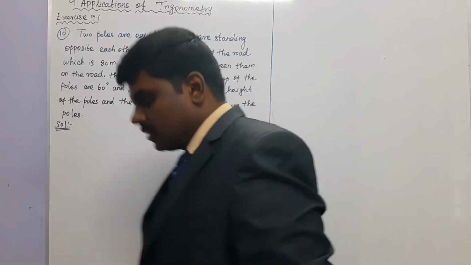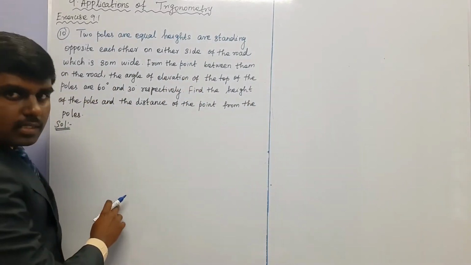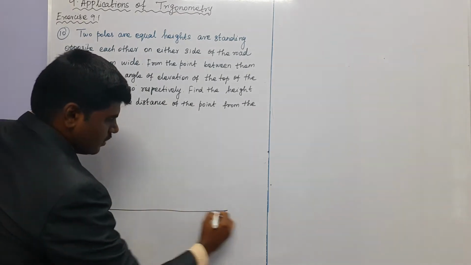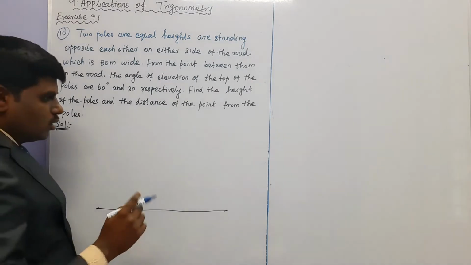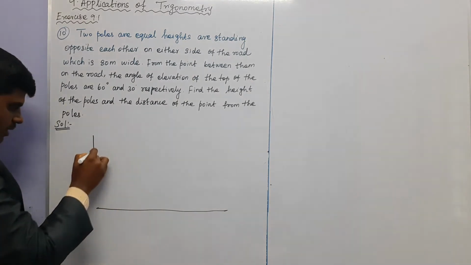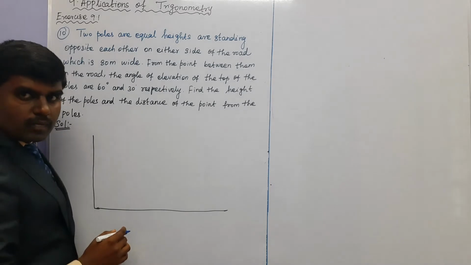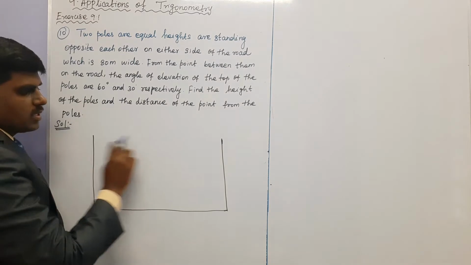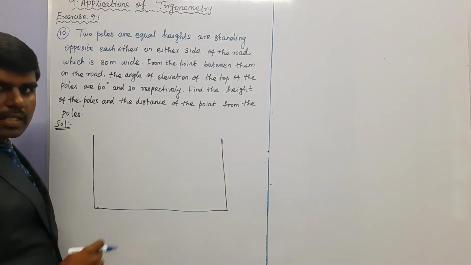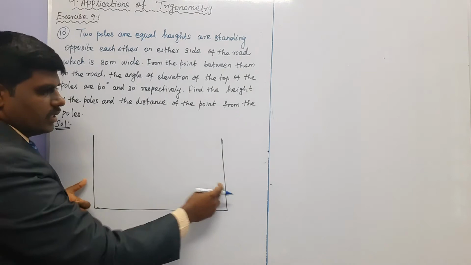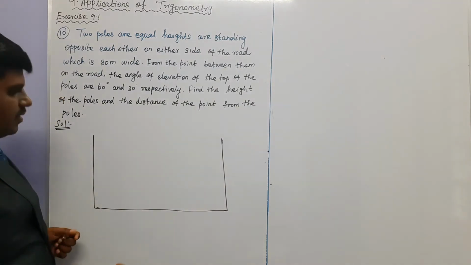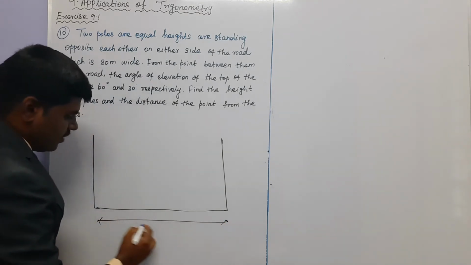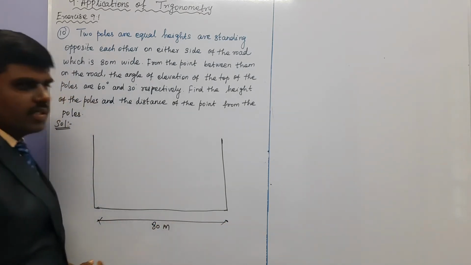Better you construct a diagram. Is it clear? Here I consider the ground. Two poles are of equal height, so I construct one pole here and another pole here, opposite to each other. The total distance is 80 meters width.